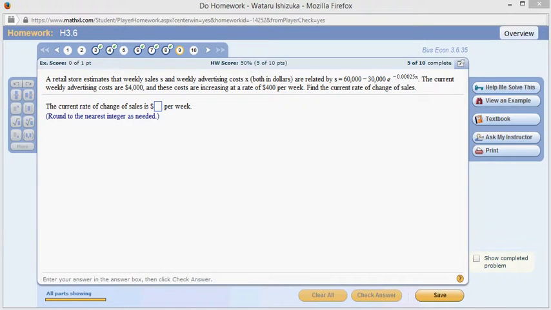Alright, let's look at homework 3.6, problem number 9. It says that weekly sales S and the weekly advertising cost X are related by this equation here. The current weekly advertising cost, which is X, is 4,000, and X is increasing at the rate of $400 per week. Find the current rate of change of sales. So let's do that.